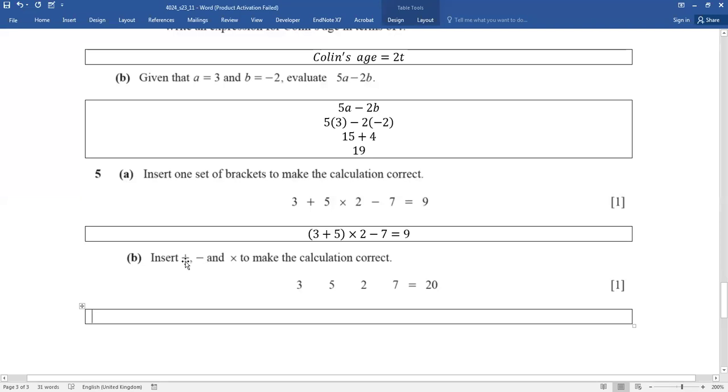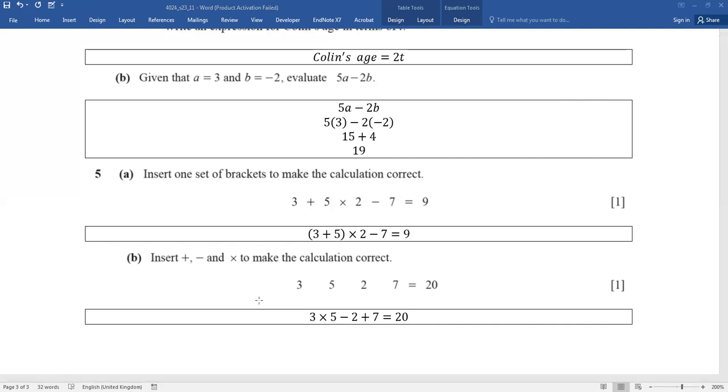And now the question wants us to use a plus, minus, and a multiply sign to make the calculation correct. We want the final value to be 20. So let's multiply 3 by 5. This will give me 15. If I subtract 2 from this and add 7, this will eventually give me 20. Remember, BODMAS is an understood rule. It always has to be followed.